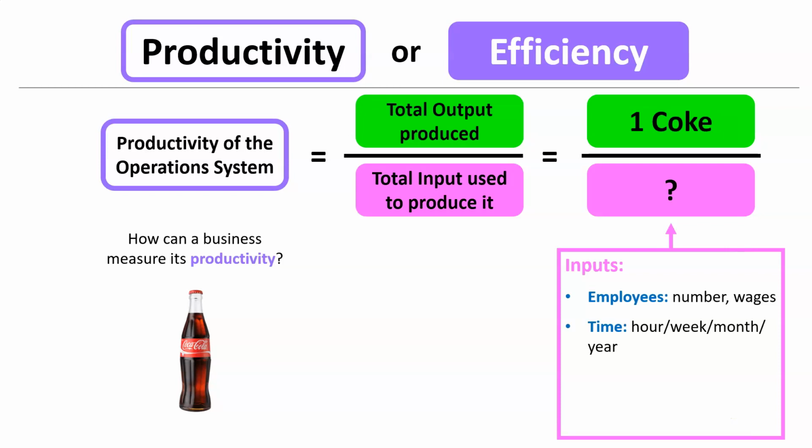It could be the amount of time that it takes to make one bottle of Coke per hour, week, month, and year. The space required in the factory to make it, so how much space do we need to produce a bottle of Coke? And also the amount of materials that we need, so not only the quantity, but also the dollars used.